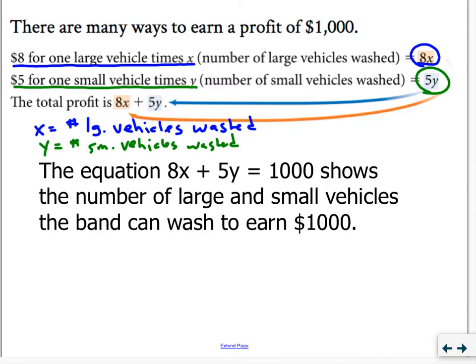So then the total profit, the expression 8X plus 5Y, represents the total profit from washing large and small vehicles. Now to take that expression and make an equation out of it is what we did below. This equation, 8X plus 5Y equals 1,000, shows washing large and small vehicles and earning a $1,000 profit. So that's the idea about how we create these equations. Let's take a look at another context, and we'll create equations and solve them.